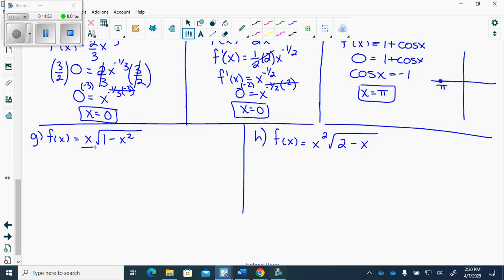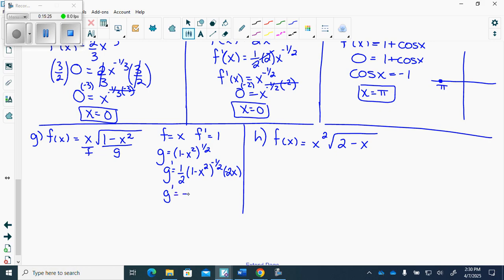So we have f, we have g. F is x, so f prime is 1. G is 1 minus x squared to the half. So G prime is 1/2, 1 minus x squared to the negative half, times negative 2x. And then this negative 2x and half can join, correct? The negative half and the 2 can join. So you get G prime equals negative x, 1 minus x squared to the negative half.